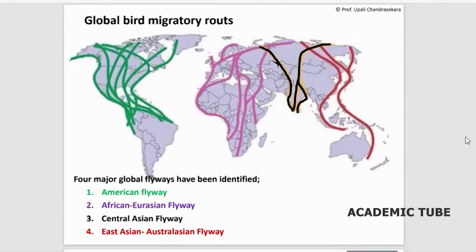Now, this migratory route drawn in green connects North America and South America. Now, this is what you call the American flyway.